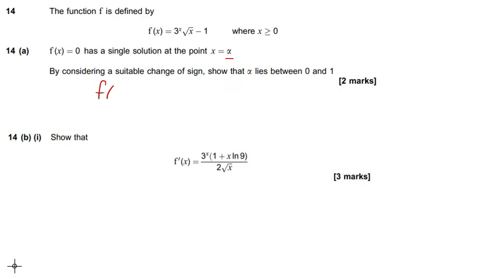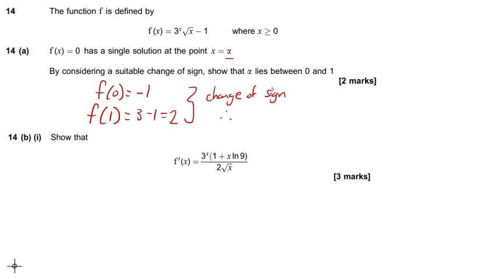sign changes. So f of 0, so that's going to be 3 to the power of 0 times 0 minus 1, so that's minus 1. And if I put 1 in, I get 3 to the power of 1 times 1 minus 1, that's 2. So change of sign, therefore alpha must be between 1 and 0.